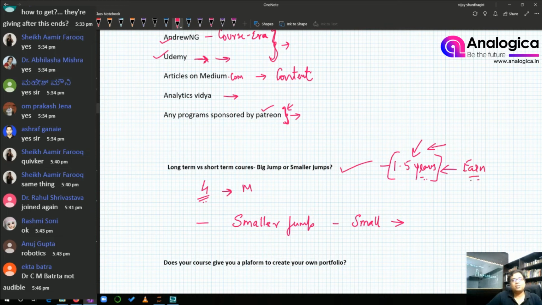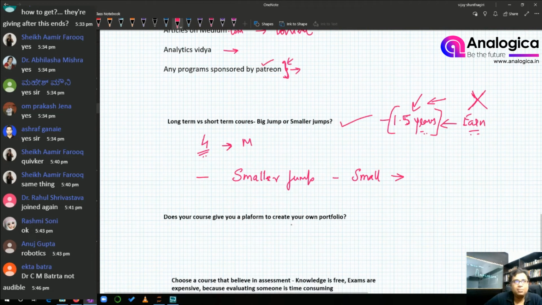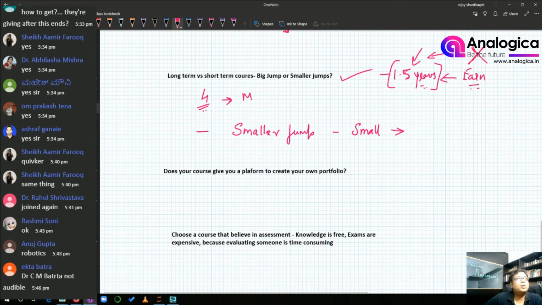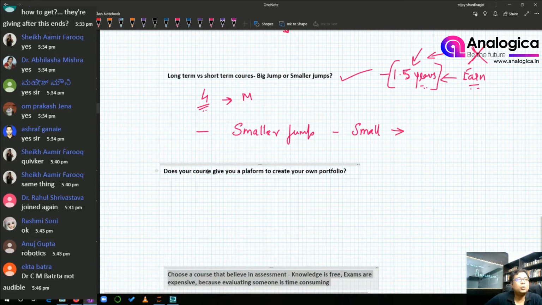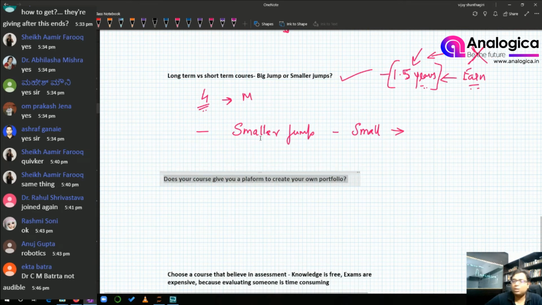I'm not saying this is no, this is good, but you need to know when to get into these kinds of big programs, because big programs will have a huge syllabus and there'll be time, and if you're not a completely free student you will have to work 2 shifts, then smaller jumps and smaller courses are the courses for you.